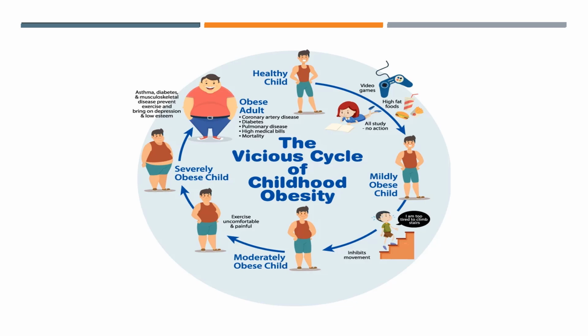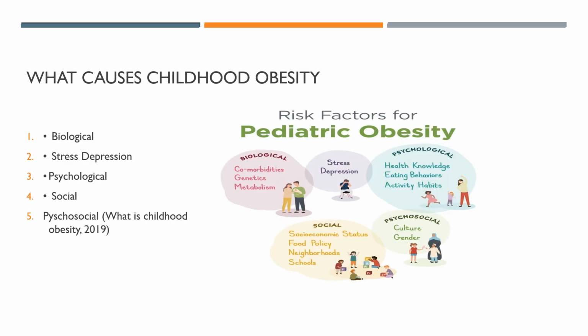Well, it's a vicious cycle. So you begin with a healthy child. Then you add in high fat foods such as fast foods, video games, phones, all study, no action. You get mildly obese. You start inhibiting movement with all this, they become moderately obese. Exercise becomes uncomfortable, and so on. It becomes a vicious cycle.